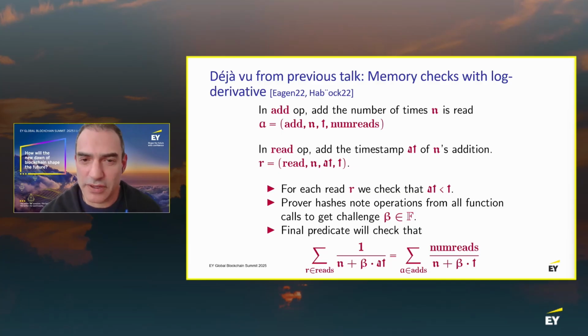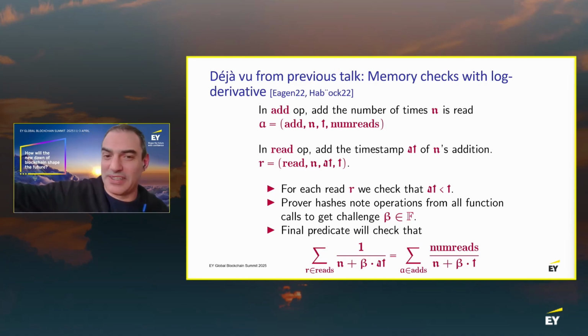Maybe just one thing to clarify, and maybe that is confusing. If you look at the first bullet here, it says for each read we check that AT is smaller than T. And you could think for a second, isn't that sufficient if we check that the timestamp of addition is smaller than the read? But the point is, this AT is just something that is claimed to be the right AT during a read operation. It doesn't tell you for sure that this add operation with this timestamp AT for this node really exists.